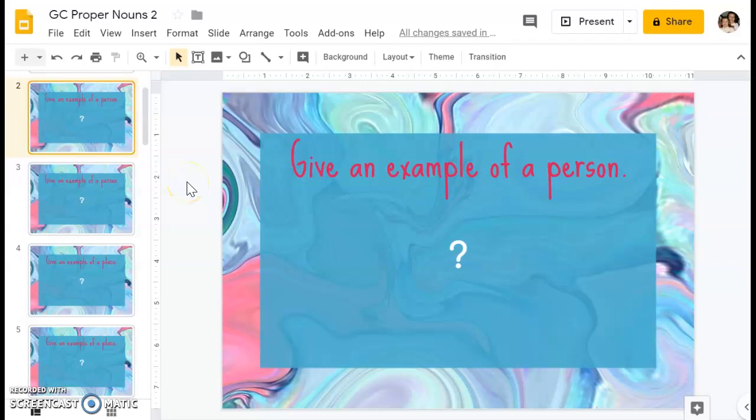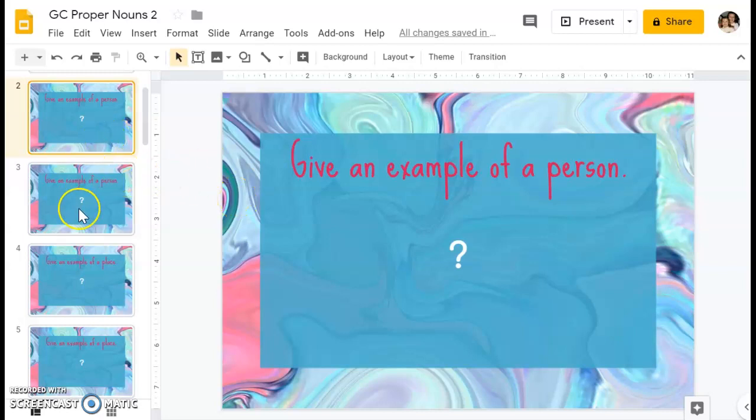Today we're going to be looking at proper nouns. We know a noun is a person, place, thing, or animal, and a proper noun is the name of that person, place, thing, or animal. We also know that proper nouns have to be capitalized. So just like your name is capitalized when you write it, all of these names are capitalized too.